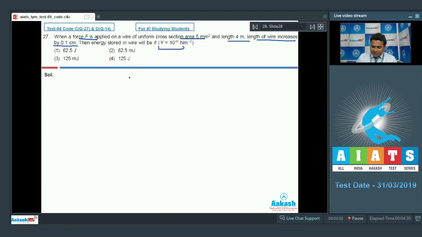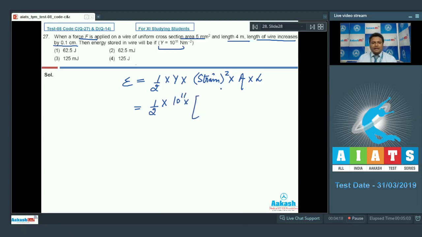Now we know very well the energy stored in the wire, that is elastic potential energy, will be given by half of Young's modulus multiplied by strain square multiplied by area of cross section multiplied by original length of the wire, and every data is given in the question. So putting all the data into the expression, we will get 1 by 2 into Young's modulus, that is 10 to the power 11, multiplied by strain, which is change in length upon actual length. Change in length is 0.1 centimeter. So we can write 0.1 divided by 100 in meter, divided by actual length, that is 4, square, multiplied by area of cross section, that is 5 mm square, and we have to convert it into meter square. So 5 into 10 to the power minus 6 meter square multiplied by L, that is 4.